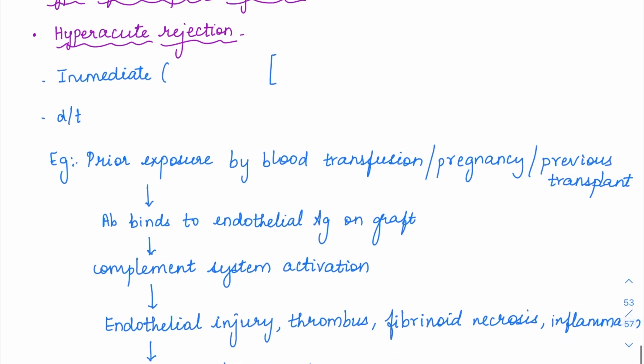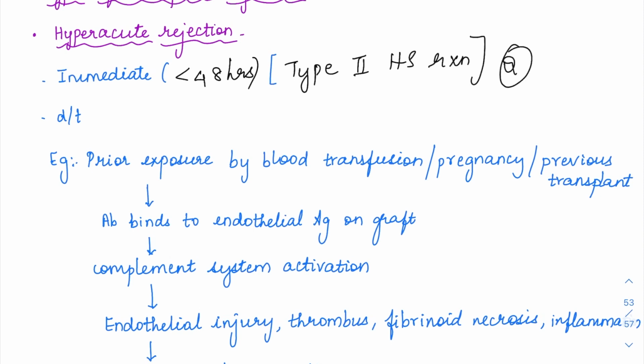So, hyperacute rejection is the immediate reaction which happens within 48 hours. So, within 48 hours of transplantation of the graft, there is going to be graft rejection. So, it is a type 2 hypersensitivity reaction, because there are going to be preformed antibodies. So, how are these preformed antibodies present? Only when there is something preformed, it is going to have an immediate reaction. Okay, so preformed antibodies are usually formed when there was an exposure of the donor's antigens to the recipient.